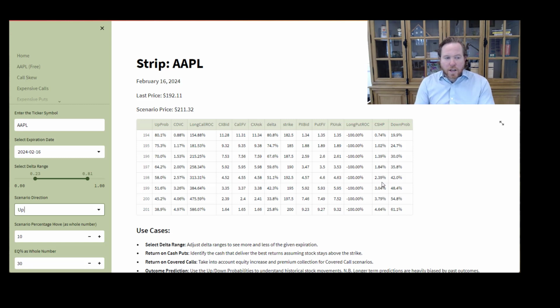Cash puts, you collect the premium that you get from those. The more expensive puts you're selling, the more return on capital you're going to get. So that's what that cash put number looks at.